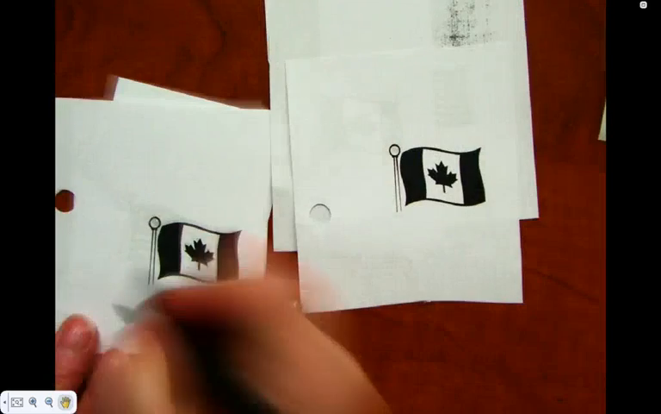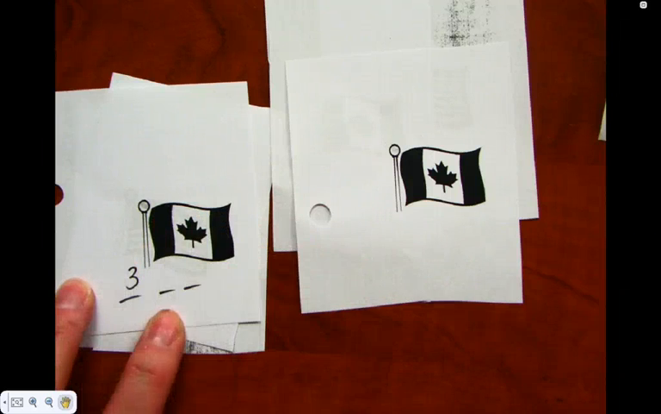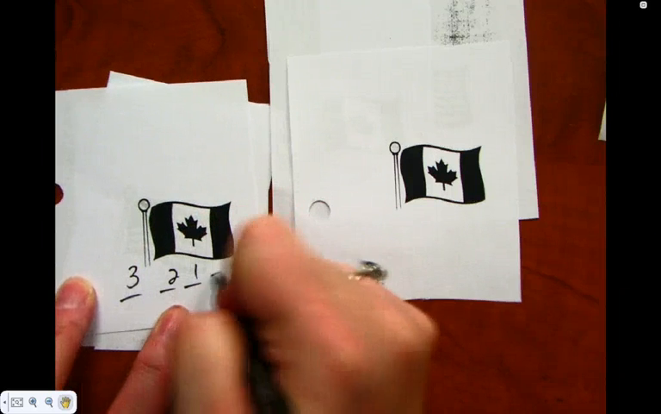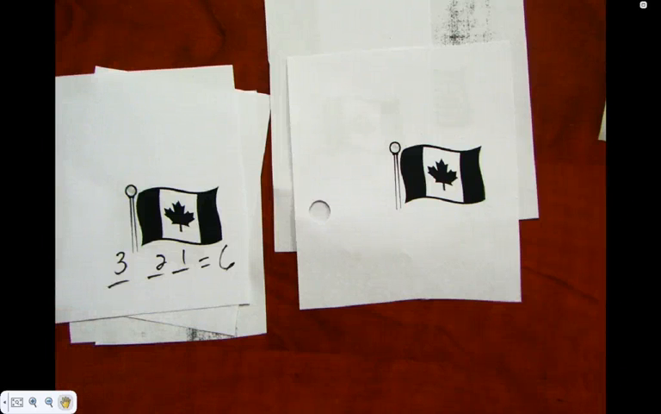So if we go back and look at the flags, in our first pile we would have had our 3 blanks, with 3 choices for the first, then 2, then 1, which is 3 factorial, and 3 factorial is equal to 6. That's why you should have 6 different combinations.